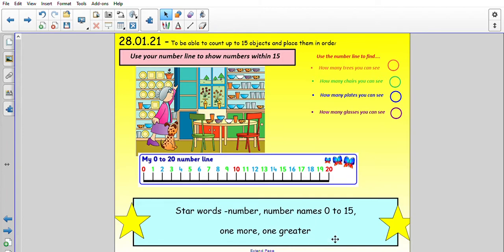And then our last two star words, one more and one greater. They do the same thing, don't they? If you're having more, then it's getting greater. It's getting bigger. Right, let's have a look at Old Mother Hubbard picture again.